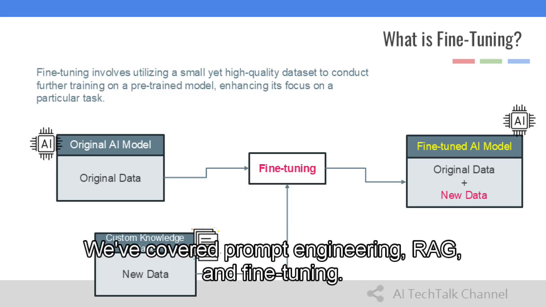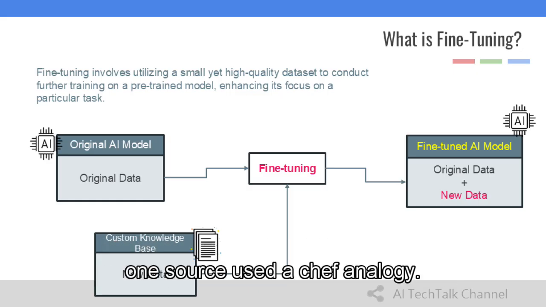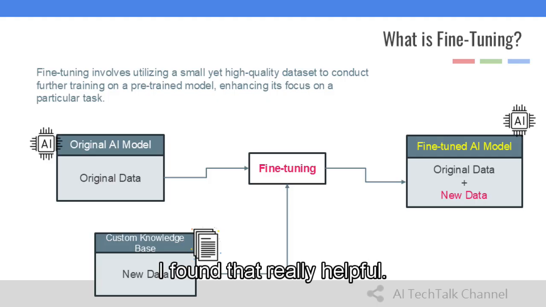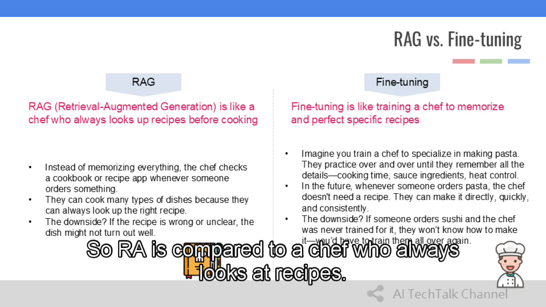Okay, this is great. We've covered prompt engineering, RAG, and fine-tuning. To really nail the differences, especially between RAG and fine-tuning, one source used a chef analogy. I found that really helpful. Could you walk us through that? Oh yeah, that's a good one. It really clarifies things. So RAG is compared to a chef who always looks up recipes.